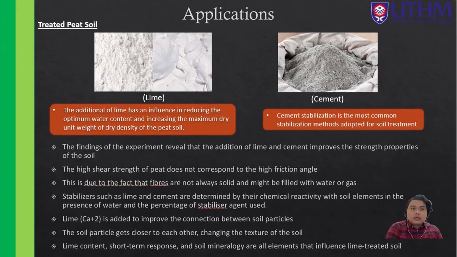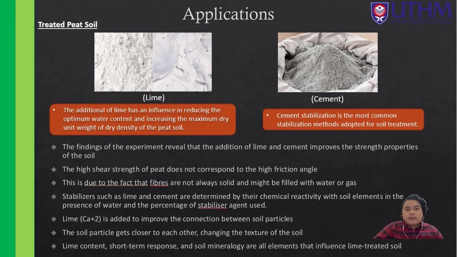Next, the application: treated peat soil. We use lime and cement, because the addition of lime has an influence in reducing the optimal water content and increasing the maximum dry density of the peat soil. Cement stabilization is the most common stabilization method adopted for soil treatment. The findings of the experiment revealed that the addition of lime and cement improves the strength properties of the soil. The high shear strength of peat does not correspond to a high friction angle. This is due to the fact that fibers are not always solid and might be filled with water or gas.